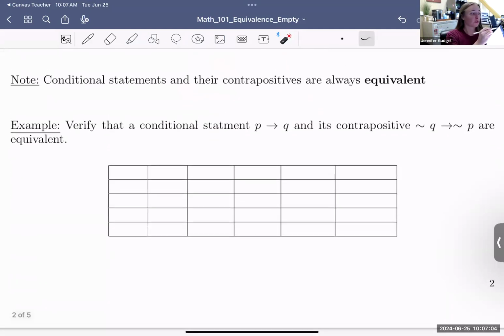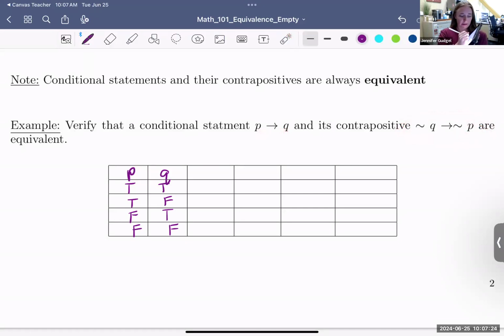With this nice little truth table, we're going to verify that these two are actually always equivalent. So true, true, false, false for P, true, false, true, false for Q. We're going to need both of the negations, and then we're going to need our two separate conditional statements. So not P, not Q. Well, not P is false, false, true, true. Not Q is false, true, false, true.